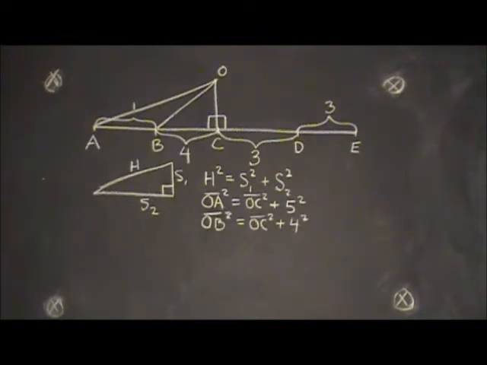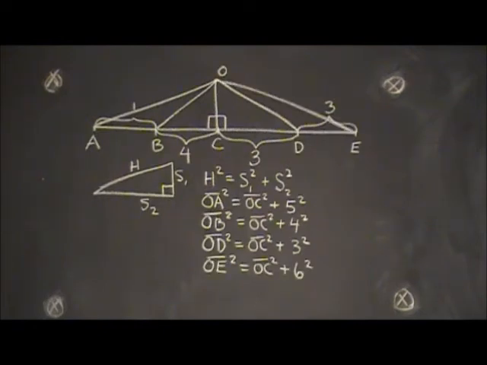Triangle OBC has line segment OB for its hypotenuse. So the length of OB squared is equal to the length of line segment OC squared plus the length of line segment BC squared, which is 4 squared. Likewise, line segment OD forms the right triangle OCD, and the hypotenuse again is line segment OD. The length of line segment OD squared is equal to the length of line segment OC squared plus the length of line segment CD squared, which is 3 squared.